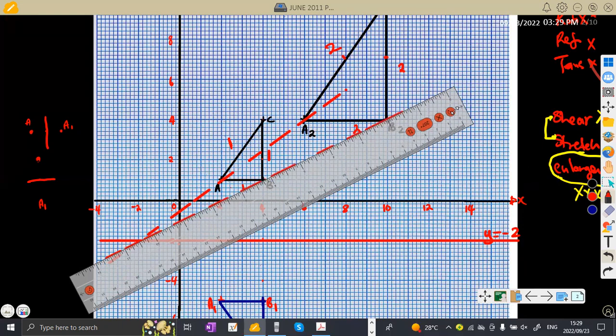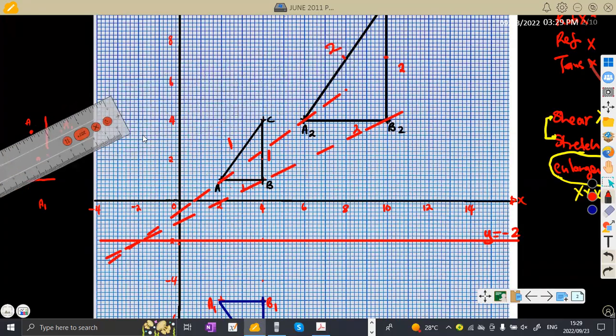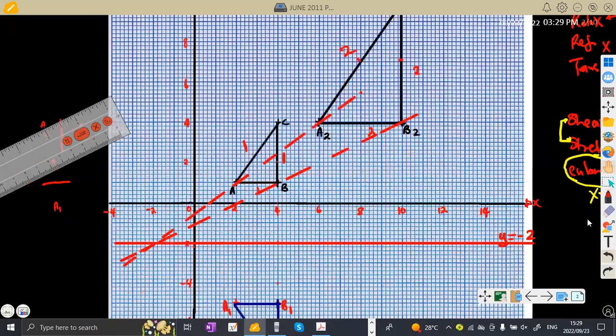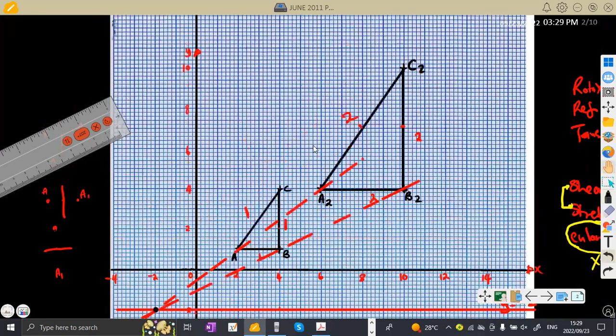Okay, you do the same even with C to C2. So this is what you're going to do. You're going to join also C to C2. But by joining that, you're going to see definitely it is going to pass through the point of intersection where these two lines intersect here. That is where C to C2 is going to pass. This point, if you join C to C2, is going to pass through.